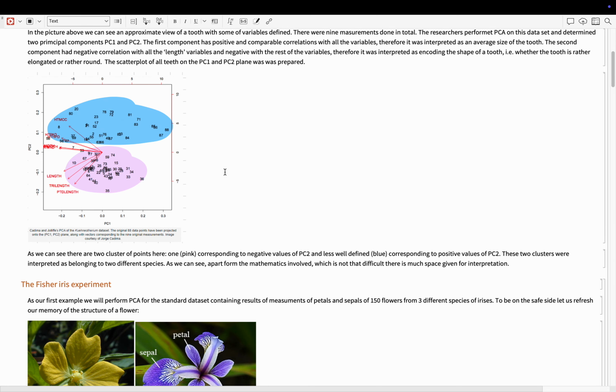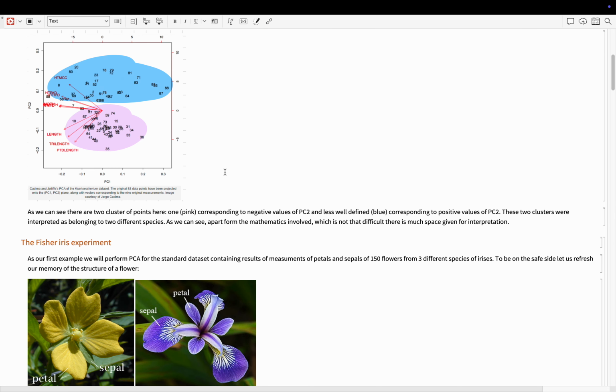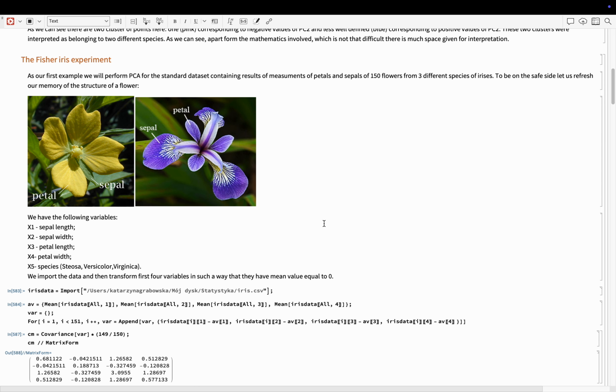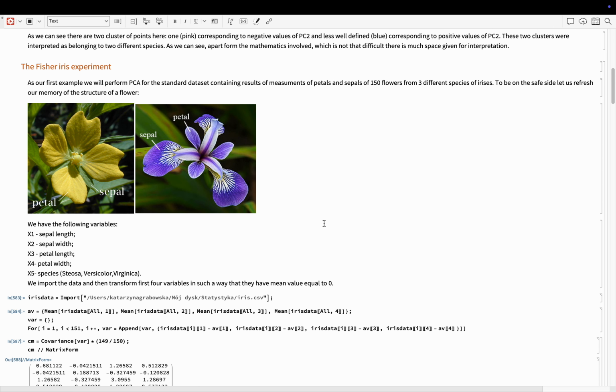So let us now perform such an analysis for data that we do have, since we don't have the data for this experiment. And this will be a very standard data set containing information about the shape, and some measurements about the shape, of the flower of a plant called iris. In Polish it is also called iris or kosaciec.